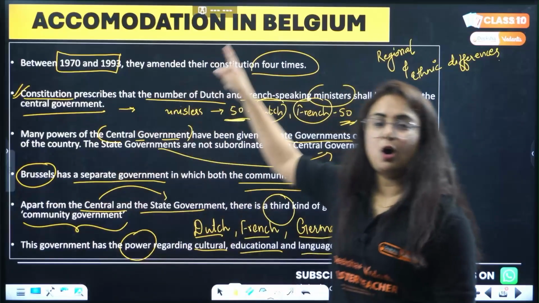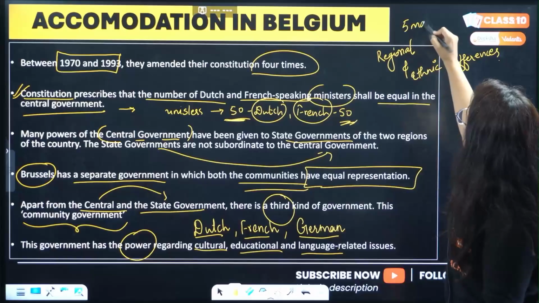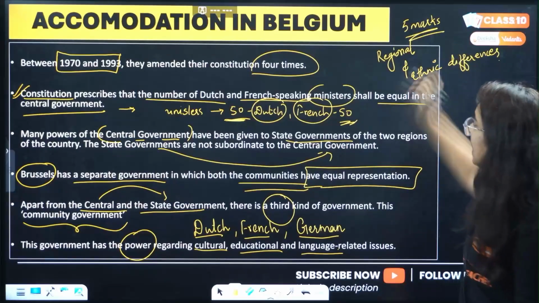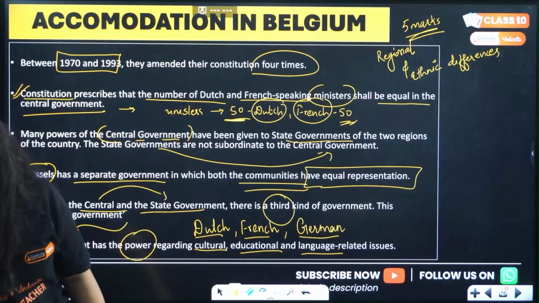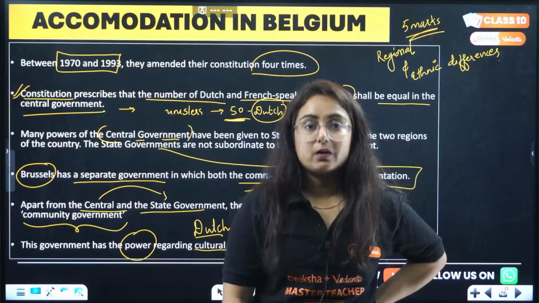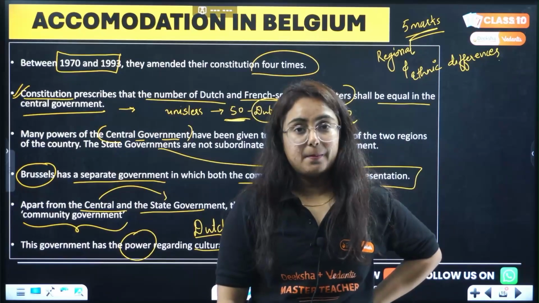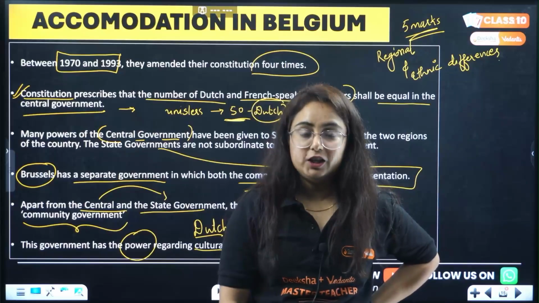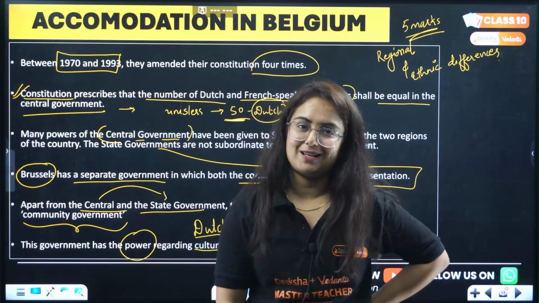This is known as accommodation in Belgium. A very sure 5-mark question that is going to come in your exam: What are the steps taken by the country Belgium to accommodate the diversity? 5 points right here in front of you. Mug it up. Write it down in your notes and write as it is in your exam. No one is going to deduct your marks.